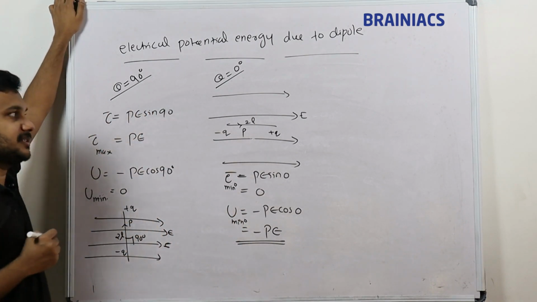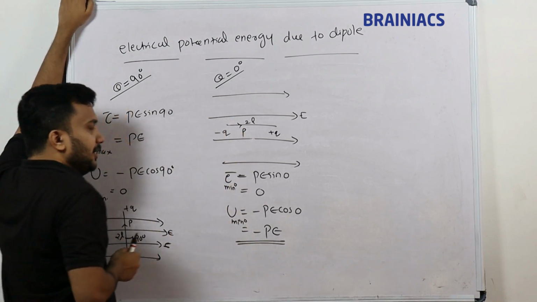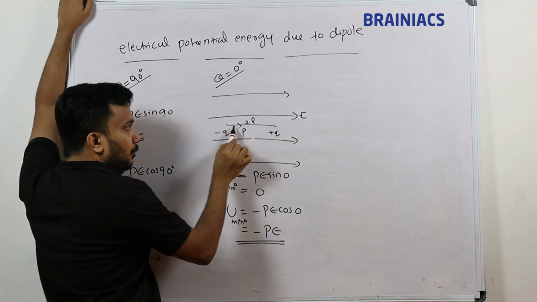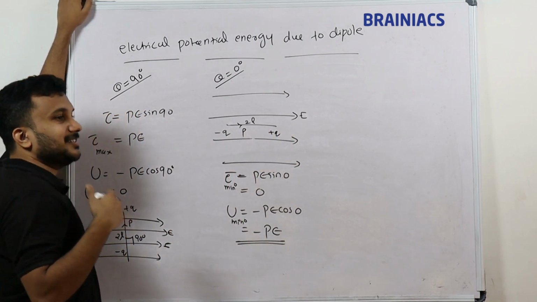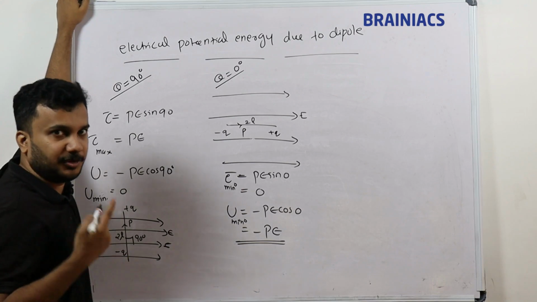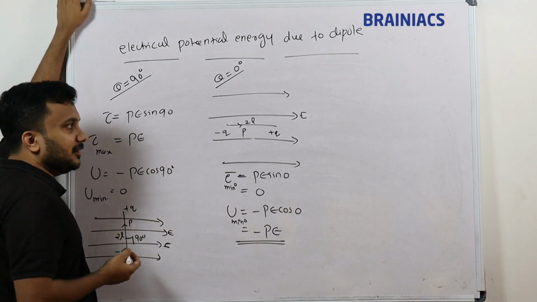I have given you this example. Whenever the dipole moment P is placed parallel to the electric field, that condition is called stable equilibrium. Hope you remember, we have already written in the notes about stable equilibrium. What is called stable equilibrium?